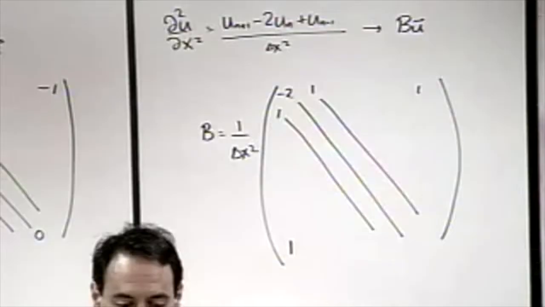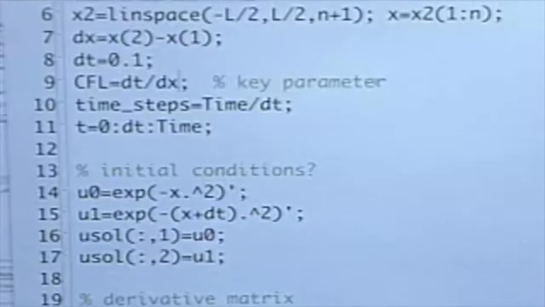In addition, your CFL definition changes. It's dt over x squared. Okay, everybody go with that? There are some other little options there, by the way, that I give you for printing and changing axes and things like that, which you might want to take a look at for future reference.